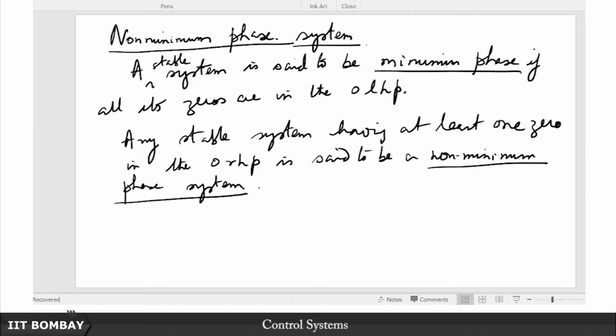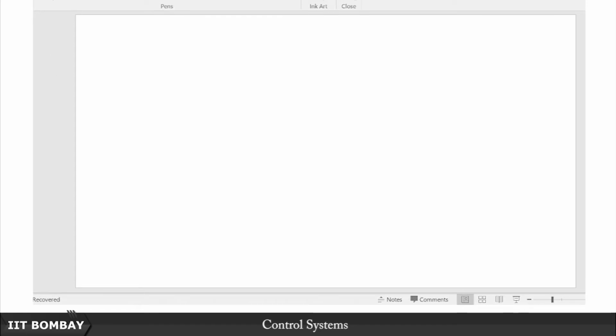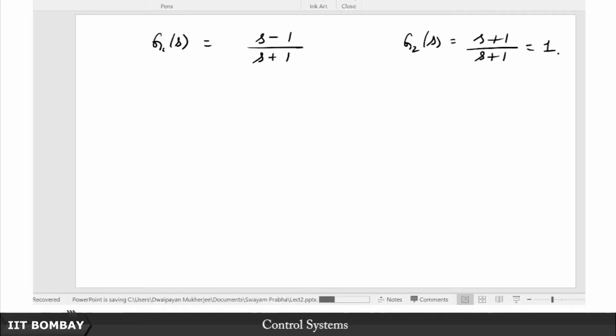Now, immediately you might start to wonder, what is this business about minimum and non-minimum? Why is it called non-minimum phase, why is it called minimum phase? Hang on a sec. Before that, we are going to take a look at something interesting. Consider you have a transfer function g1 of s equal to (s minus 1) upon (s plus 1), and another transfer function g2 of s equal to (s plus 1) upon (s plus 1), which is essentially 1. So it is a constant that way.